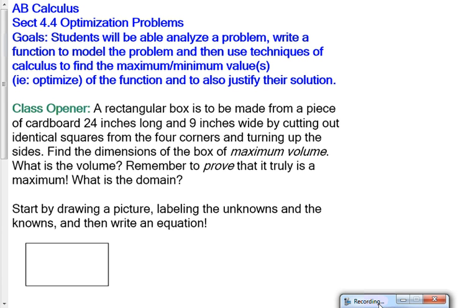Anybody seen a problem like this before? Like 2 of you? Some of you nodding. Pre-calc did problems like this, didn't they? The difference between calc and pre-calc is in pre-calc, you were allowed to use your calculator to make a graph of the function and find where it was at a max. In calculus, we're probably not going to have the benefit of a graphing calculator. So we're going to have to do this the by-hand way.